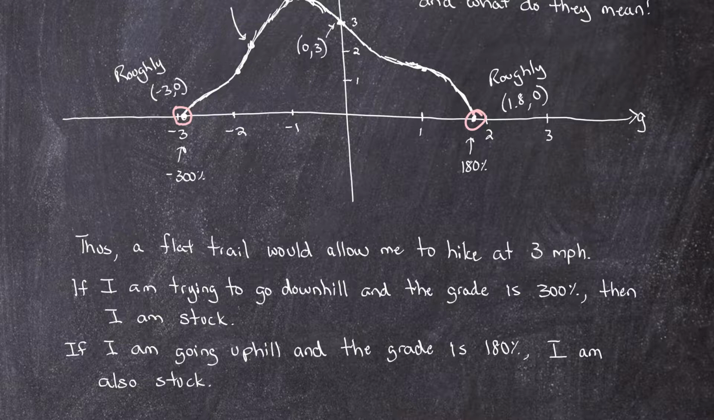Again, notice I did not say it means that when g is equal to -3 or g is equal to 1.8, s must be 0. That is not an interpretation.